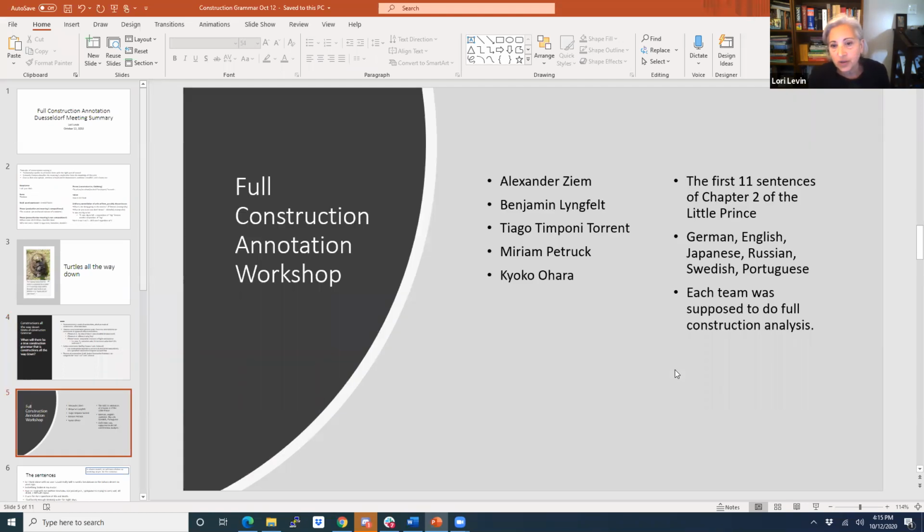Okay, so a bunch of people shown here decided to do a full construction annotation workshop. It's a follow-up to another workshop they had. They said, let's get a bunch of people and take the first 11 sentences of chapter 2 of The Little Prince in a bunch of different languages: German, English, Japanese, Russian, Swedish, Portuguese. And each team will do a constructions all the way down analysis of these 11 sentences.